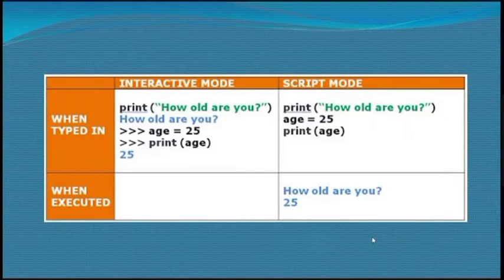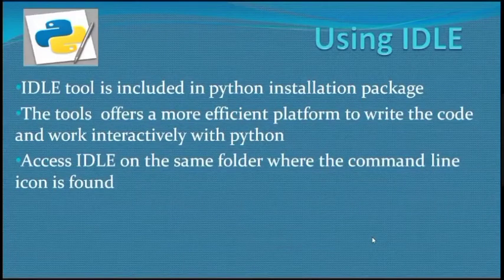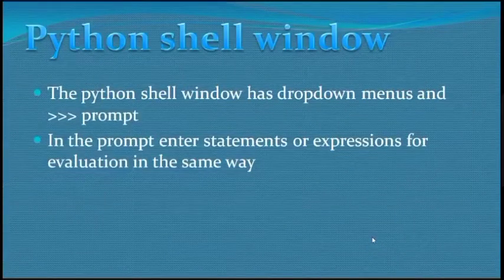IDLE is a tool included in the Python installation package. The IDLE tool offers a more efficient platform to write code and work interactively with Python. We can access IDLE in the same folder where the command line icon is found. As soon as we click on the IDLE icon, it takes us to the Python shell window. The Python shell window has drop-down menus and a prompt. Here we can type and enter statements or expressions for evaluation in the same way that we use the command line. The edit menu allows us to scroll back to previous commands, cut, copy, paste previous statements and make modifications. IDLE is quite a leap from command line interaction.